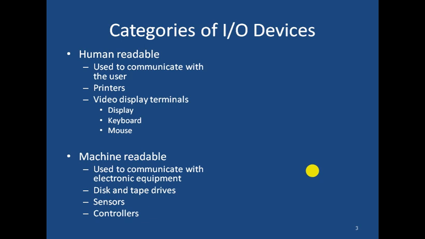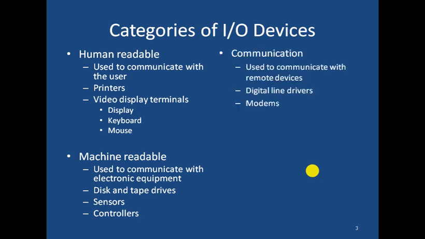The next one is machine readable devices. Here the data cannot be understood by the user, and these devices are used to communicate with electronic equipment. So they establish the communication between devices, not between the device and human. Examples for machine readable I/O devices are hard disks, tape drives, sensors, controllers, etc.